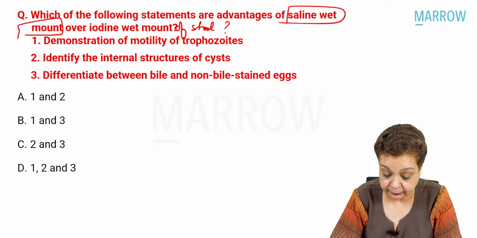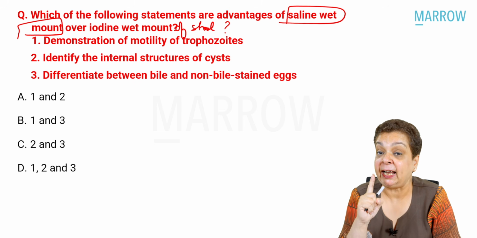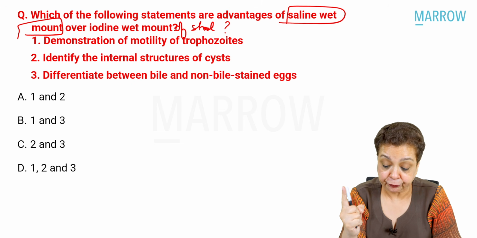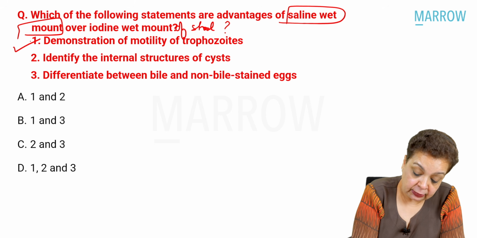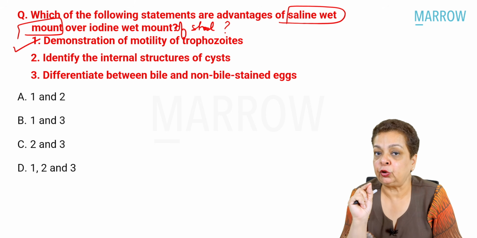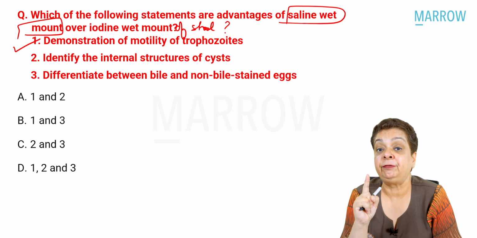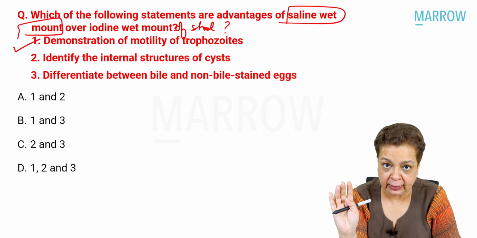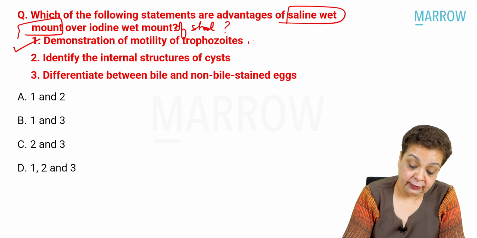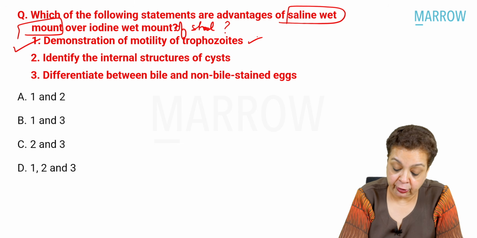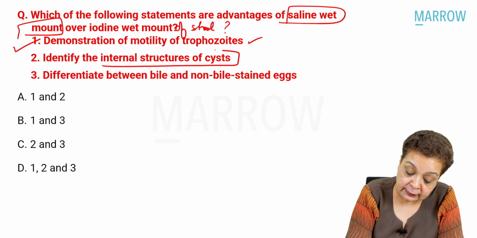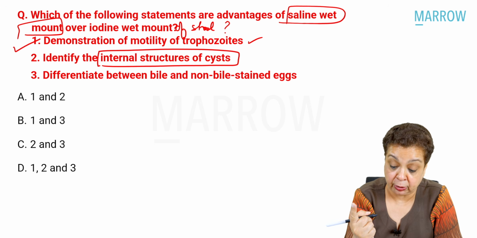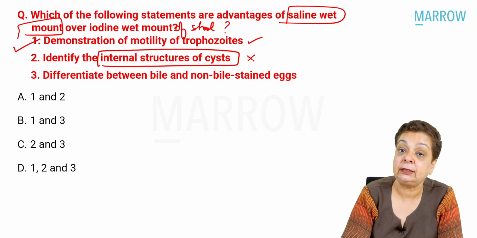Okay, here we have been asked the advantage of the saline mount over the iodine mount. So one, yes, we can demonstrate the motility of the trophozoite in a saline mount, but when we use an iodine mount, the trophozoites are absolutely immobilized. So that is an advantage, yes. Identification of the internal structures of the cysts is better seen with an iodine mount in comparison to a saline mount. So this is not our answer.